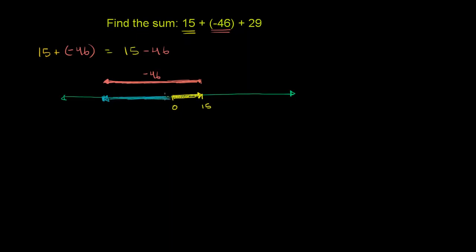And just visually, how could we figure out the length of this blue part if we know the length of this orange part and we know the length of this yellow part? Well, it's just going to be the difference of these two. So the absolute value of the sum is going to be the difference between 46 and 15. 46 minus 15: 6 minus 5 is 1, 4 minus 1 is 3. So the length is going to be 31, and it's going to be 31 to the left of 0. So this is going to be negative 31. So we know that this first part is negative 31.